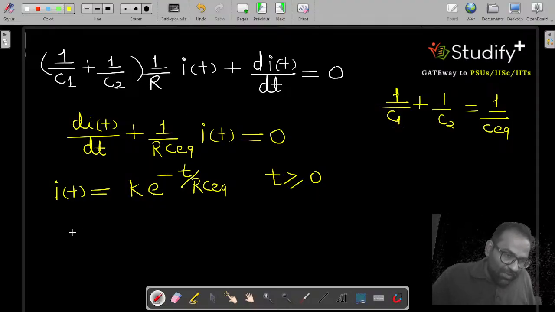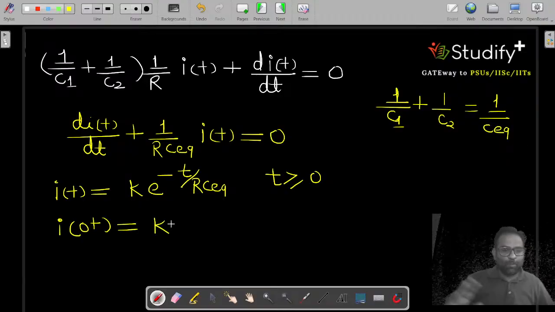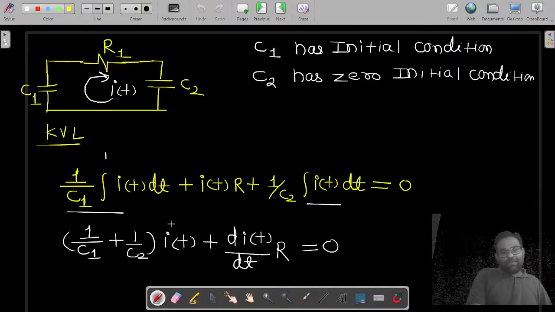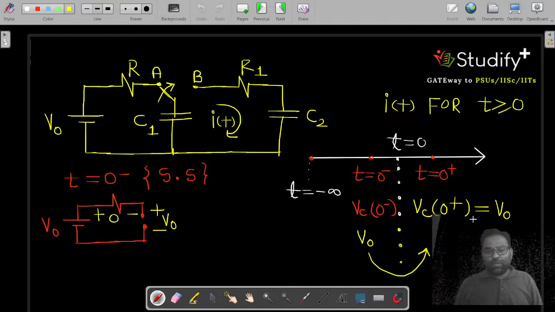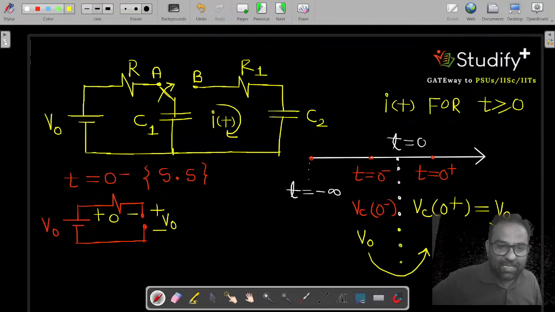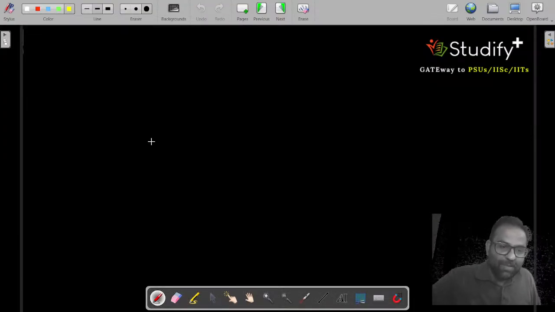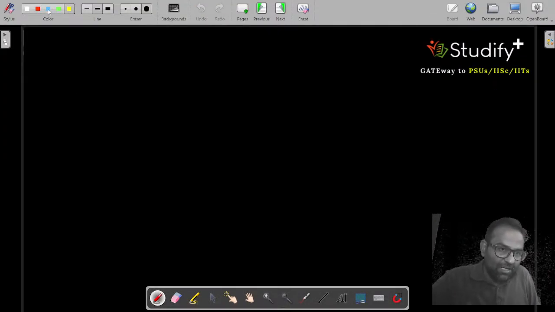So what is the value of i(0+)? It can be given by k. But this is the problem. Why is this the problem? Because we are having capacitors as our energy storing elements, and a capacitor can store the voltage only. It cannot store the current. If a capacitor can store the voltage, I have to draw the circuit at t equals 0 plus to calculate the current. So can I say this circuit I am making for calculating the initial condition?